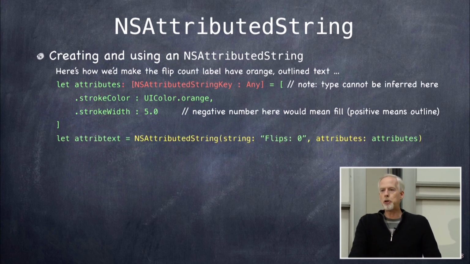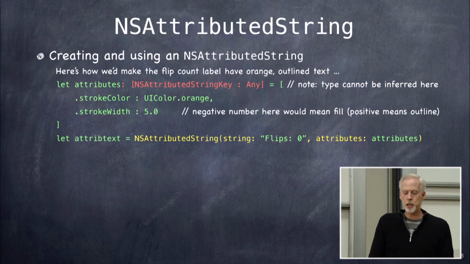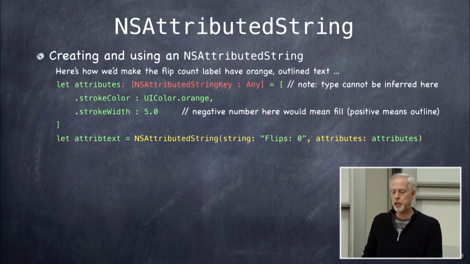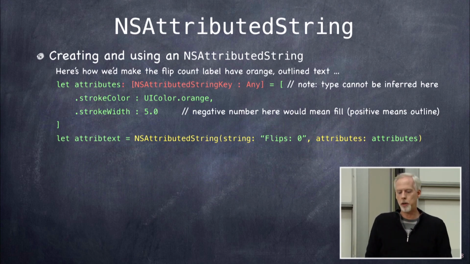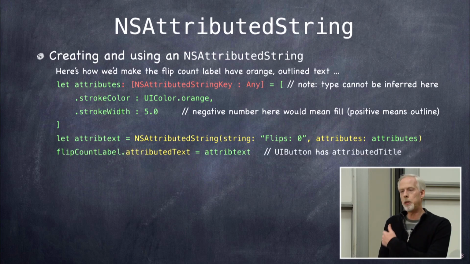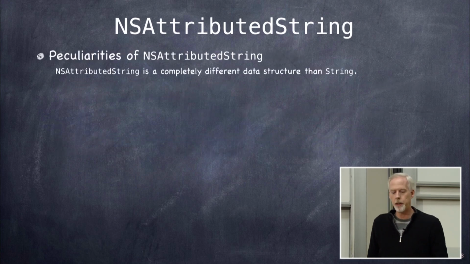Then you can create an attributed string with that dictionary for all the characters in the string by just using NSAttributedString, the initializer that takes a string and the attributes. Okay, so that creates an attributed string. Then I can take that attributed string and put it on my flip count label, right? Since I'm using a positive stroke width, this would be outline text on my flip count. We're going to do a demo and see what that looks like in a second here.